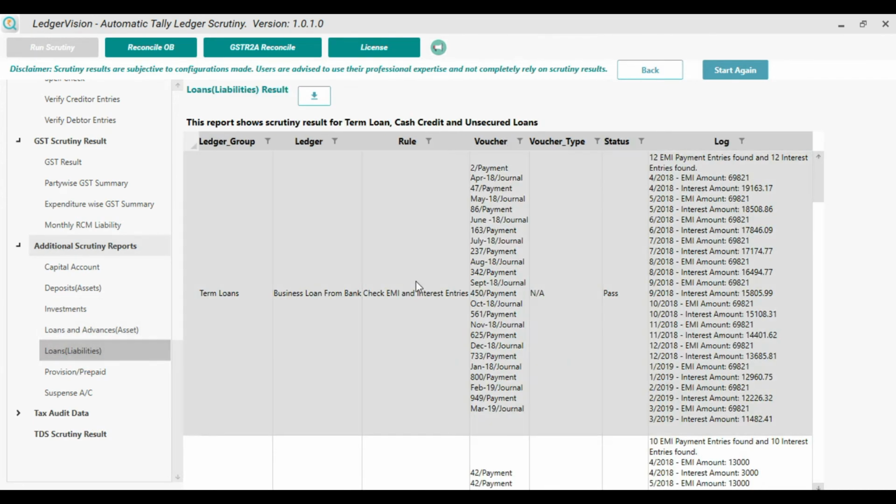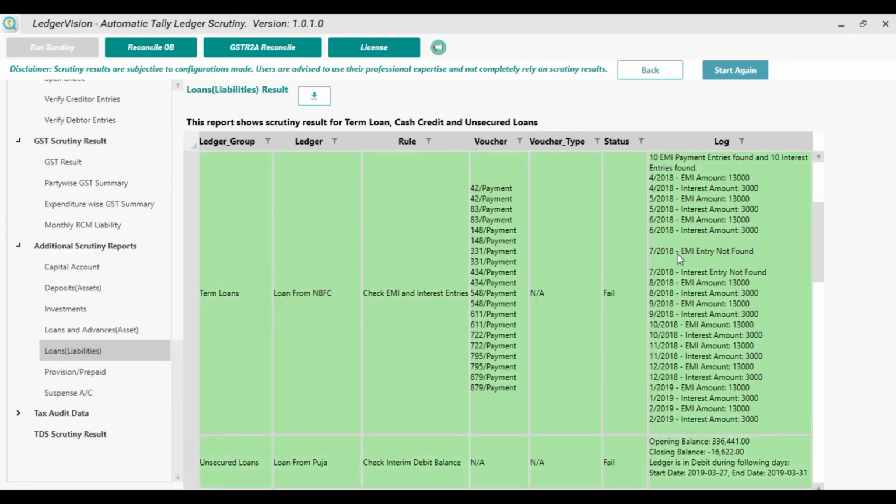In case of loans and liability, if 12 EMI entries or 12 interest entries are found, it is termed as pass. Now in this case, though 10 EMI entries and 10 interest entries are found and this loan is closed, it is termed as fail because in the month of July no EMI entry is there. So it is shown under fail status.